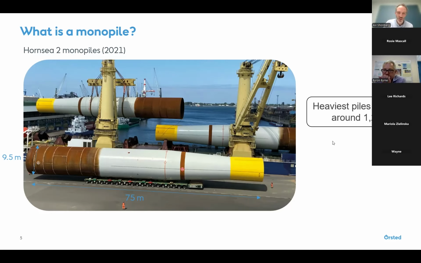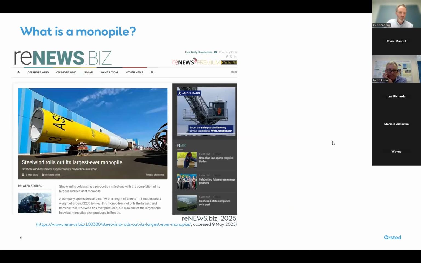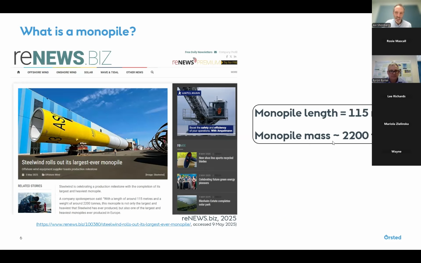So it does range within a project, but these are some typical numbers from a few years ago. Moving on to today, though, what do we see? This was just in the news from renews.biz a few days ago, on the 5th of May. Steelwind was celebrating production of the largest and heaviest monopile they had ever made, with a length of around 115 meters and a mass of 2,200 tons.